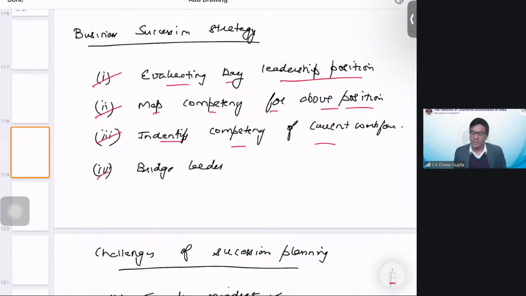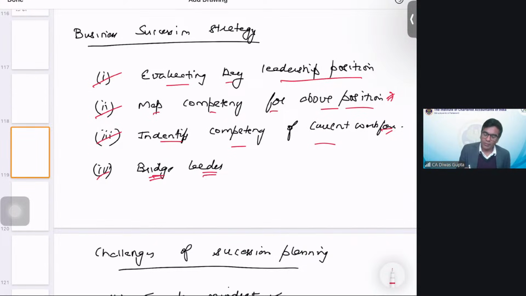Then there is a bridge leader. For example, in the second step, we identified that there are certain core competencies which are required for this position. In the third step, we came to know that there is no one as of now in the current workforce who has those desired competencies. Now, what will you do? You will ask that the respective individuals undergo training, there should be upskilling of those, and hence the competencies for the above positions will be mapped.